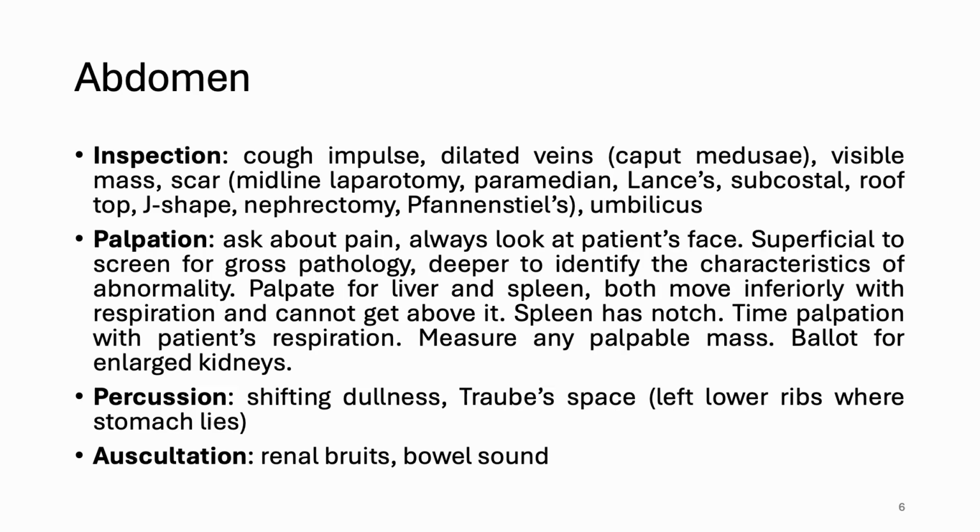On percussion, you should detect shifting dullness, which should hint at ascites. You should also percuss the Traube's space, which is superiorly limited by the sixth rib, laterally limited by the anterior axillary line, and inferiorly by the costal margin. It is the left lower ribs where the stomach also lies, and dullness does not necessarily always mean a splenomegaly if the patient has had a recent full stomach or taken any meals. So, percussion of Traube's space would hint at splenomegaly, but it is not always so.